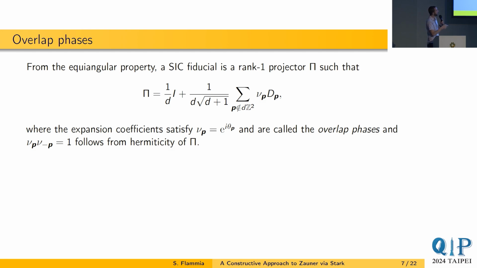So this pi has to be rank 1. These nus have to be complex unit phases called the overlap phases. And then because it's Hermitian, nu p times nu minus p, where the index arithmetic is always modulo d, is 1. And this boldface here is because this is a vector in Z_d cross Z_d. So it's like the qudit Pauli group modulo its center.